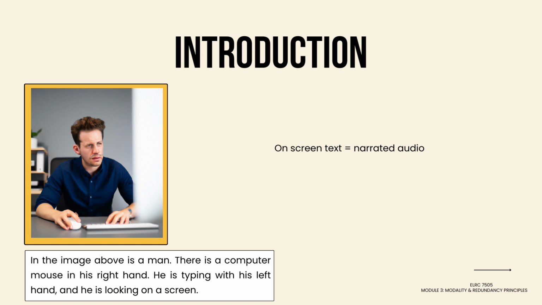What you heard me narrate to you is the same text on the screen, just below the picture. This means the on-screen text is the same as the narrated audio. This is what the redundancy principle is about. It's about avoiding overloading the visual channel of working memory of learners. And this occurs when the eyes focus both on graphics and printed words.